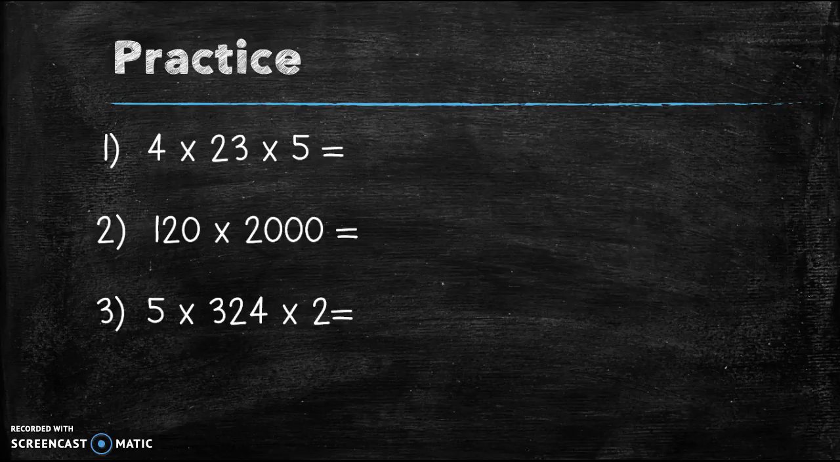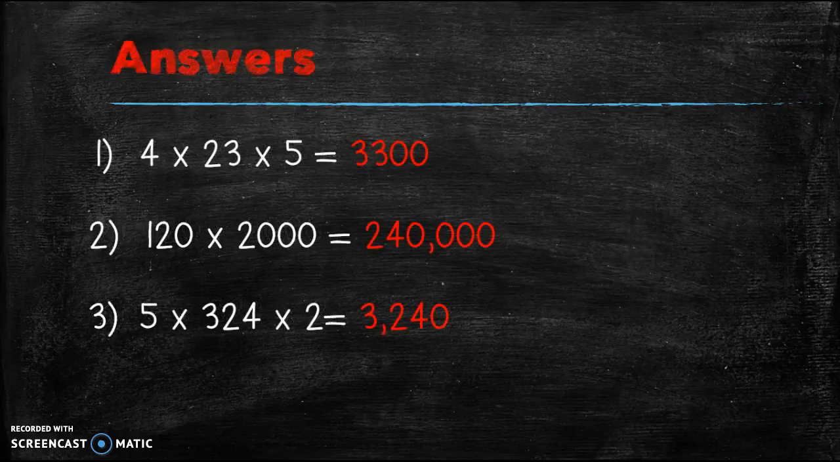Okay, here are the answers in 3, 2, 1. 4 times 23 times 5 equals 3,300. Number 2, 120 times 2,000 equals 240,000. And number 3, 5 times 324 times 2 equals 3,240.